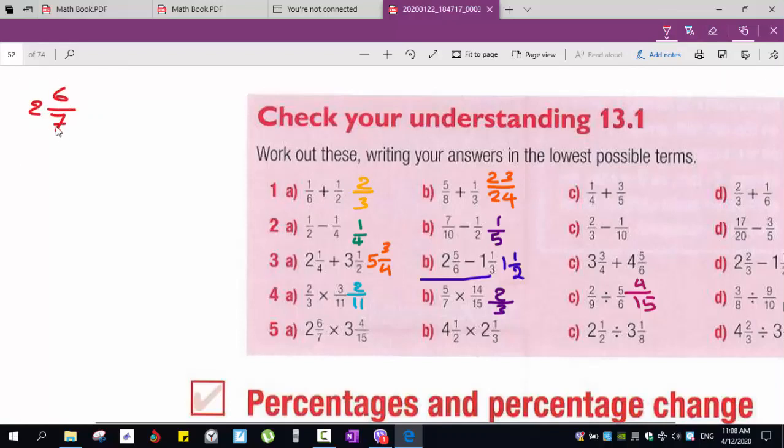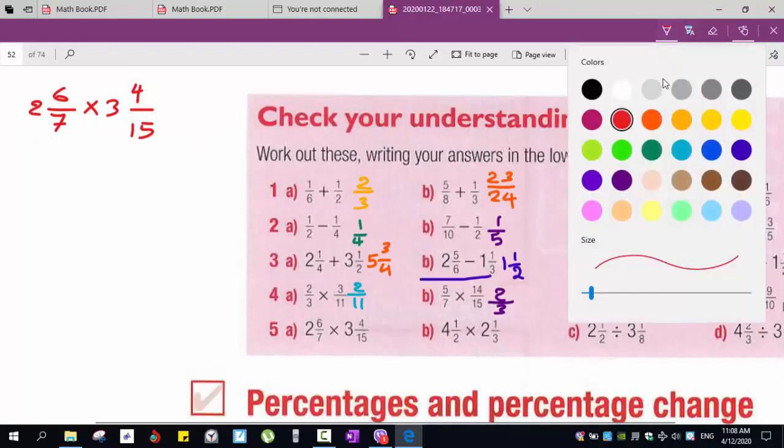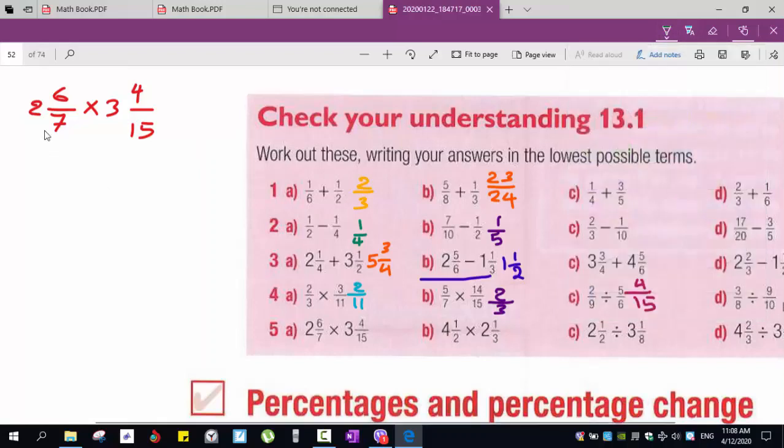2 6 over 7 times 3 4 over 15. Whenever you deal with mixed numbers, the safest way is to reduce into improper fractions, then deal with the fractions, not mixed numbers. Because this way is always true. You always get the perfect correct answer. 7 times 2 is 14, plus 6, it's 20 over 7.